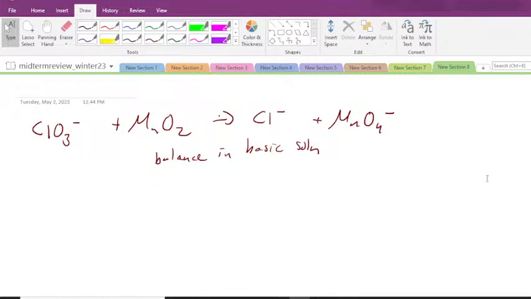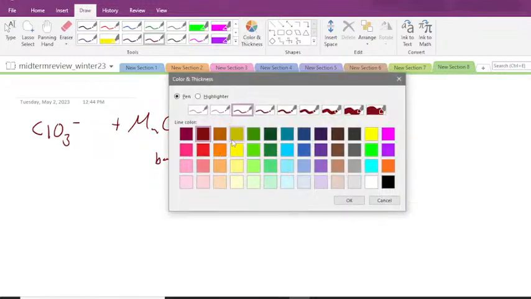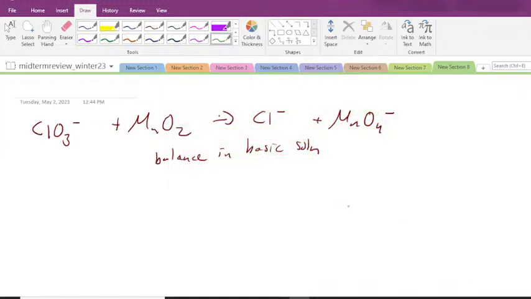So in the interest of time, we should probably start going over this one. So what do we need to do first? We first need to figure out what's the reducing and what's the oxidizing agent. I'd say we need to balance it first.